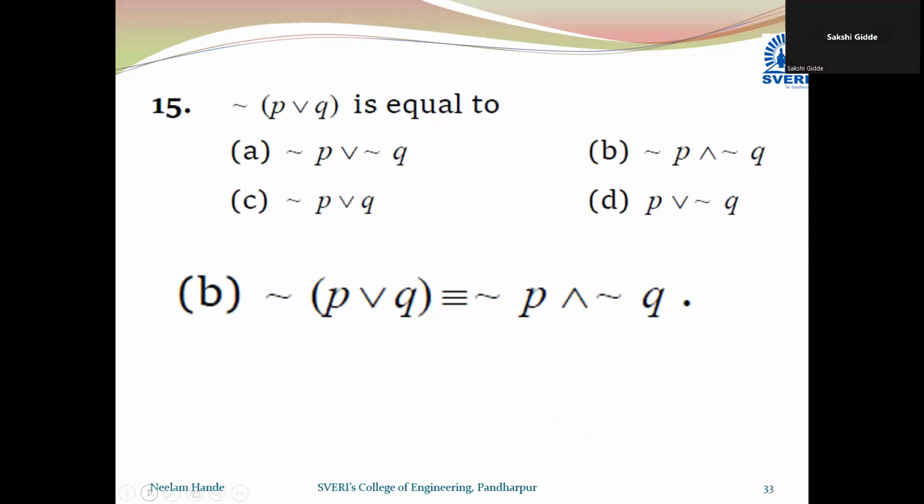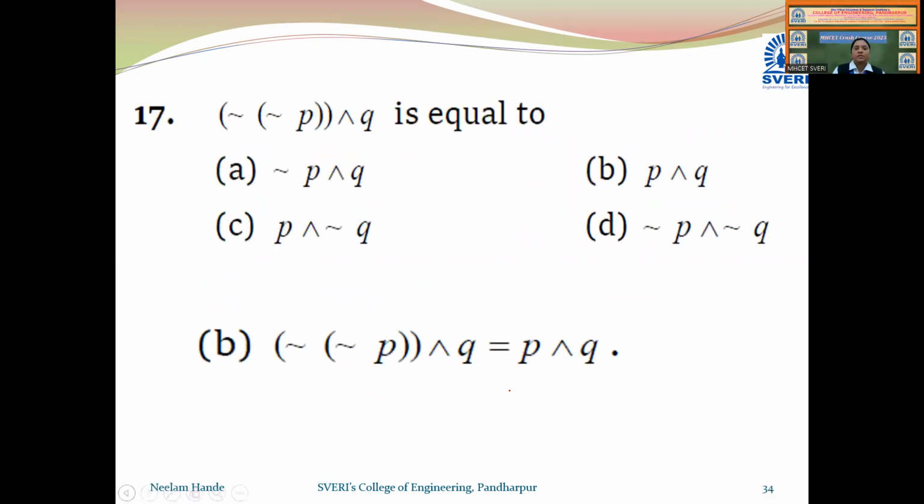Okay, this is De Morgan's law, standard one. What is the answer? B. Ma'am, B is the answer. Or becomes and, negation goes to negation P and negation Q, right? Negation goes to both, and becomes or, or becomes and. And option B is correct. Next.